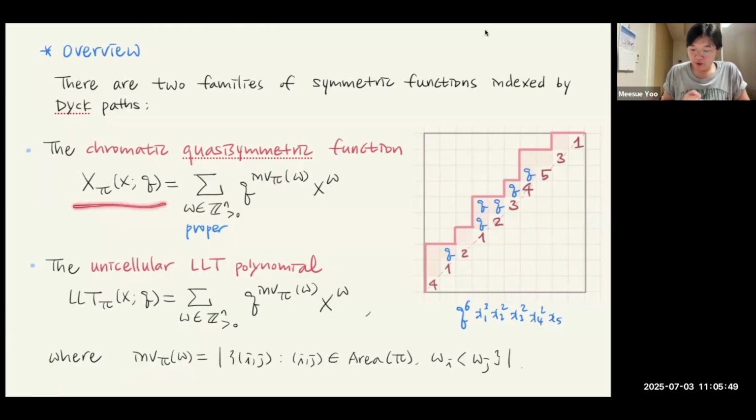So for the chromatic symmetric functions, you consider all the possible proper colorings and sum those up, and that will give the chromatic symmetric functions. And for the unicellular LLT polynomials, you drop the proper condition and do the same thing and add these up, and then you get the unicellular LLT polynomials. But if you compare these definitions, they look very similar, except this small discrepancy that the chromatic symmetric functions need this proper condition.